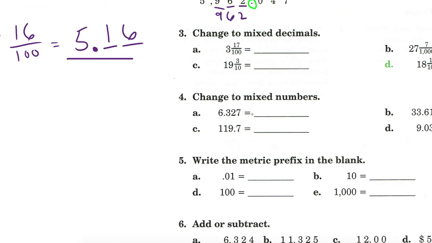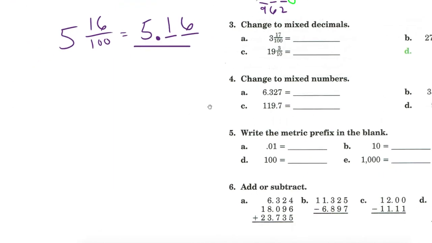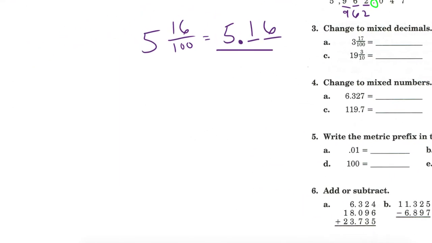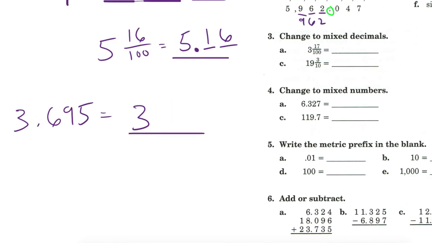Change to a mixed number. 6.327. Change to a mixed number. All right, so let's say if it was 3.695, so 3 and 695 thousandths. So 3 is our whole number, and 695 thousandths. So 695. So how many zeros do I need to put?